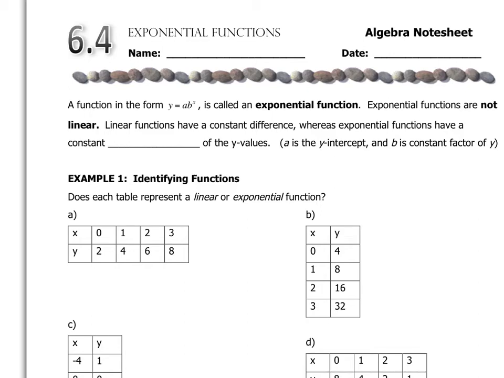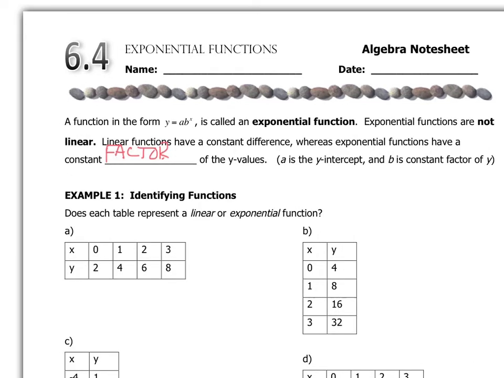Linear functions have what we call a constant difference, whereas exponential functions have a constant factor of the values. A is the y-intercept of the graph, and b is the constant factor of the y.